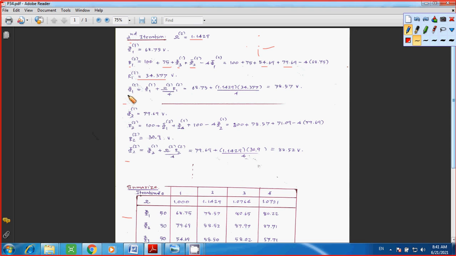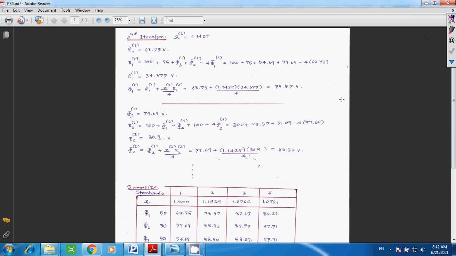Then your phi 1 of the second iteration is going to be phi 1 from the first iteration plus omega from the second iteration multiplied by r1 from the second iteration divided by 4, and this is your r. So you end up with phi 1 of the second iteration equal to 78.57. You can do it for phi 2, you can do it for phi 3.